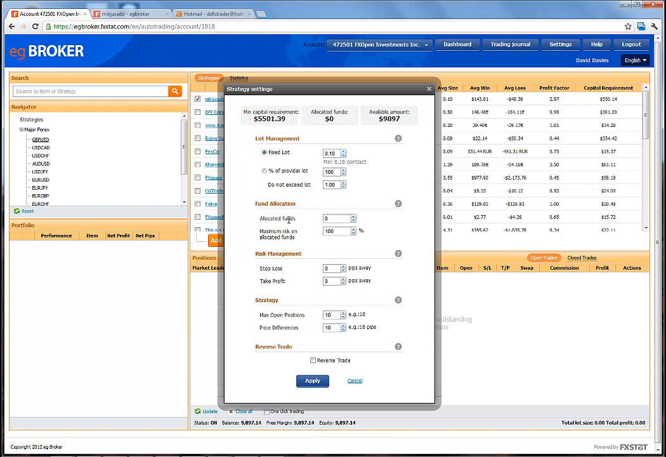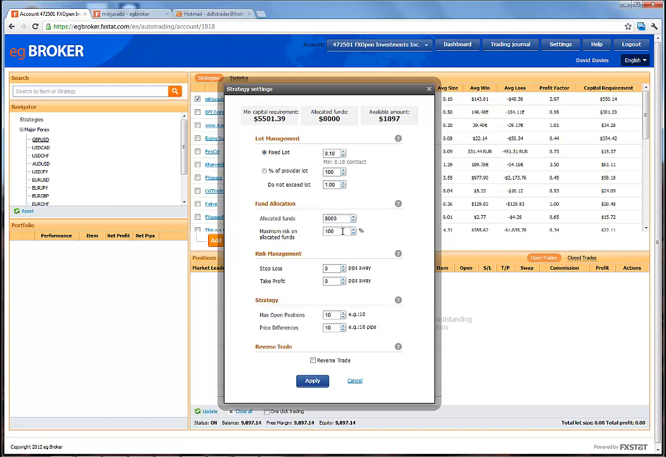Under fund allocation, we can allocate up to and including the maximum amount we have available in our account to follow the signal provider. So for example, if I was to allocate $8,000, we can see that the available amount here has been reduced by $8,000, and $8,000 is now showing in the allocated funds. The maximum risk on allocated funds is the maximum percentage of this amount that I'm willing to risk by following the signal provider.